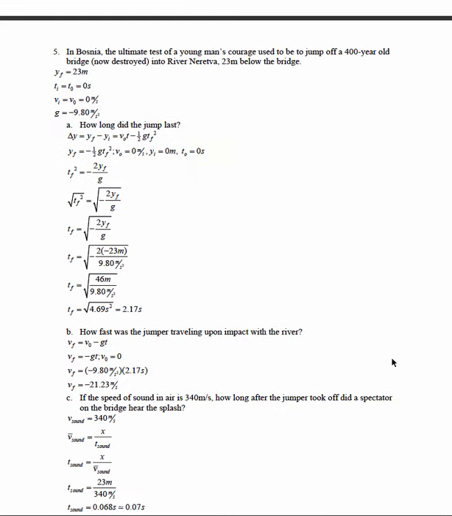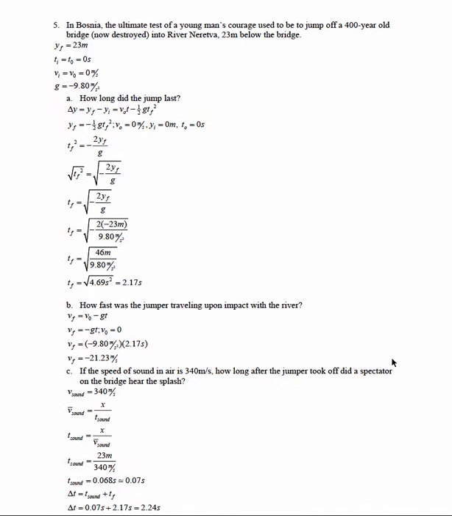The last problem, an interesting problem here, says: in Bosnia, the ultimate test of a man's courage used to be jumping off a 400-year-old bridge. The bridge has now been destroyed, into the river Neretva, 23 meters below the bridge. So let's take a look at and gather everything that we can for the givens in this problem.